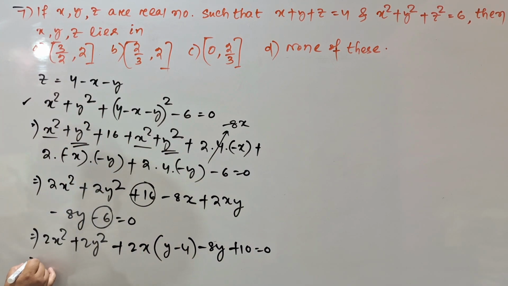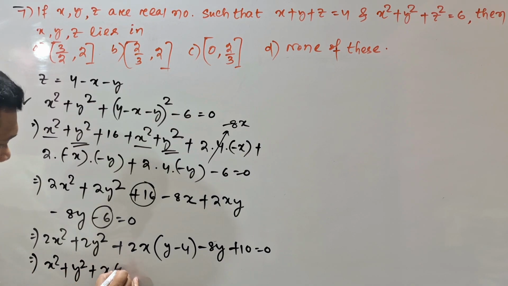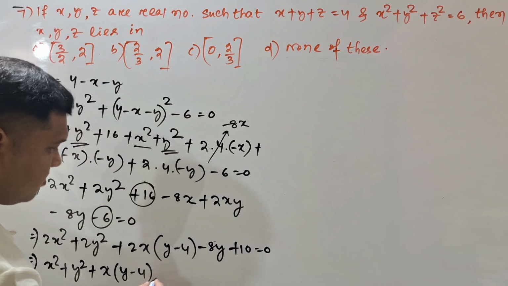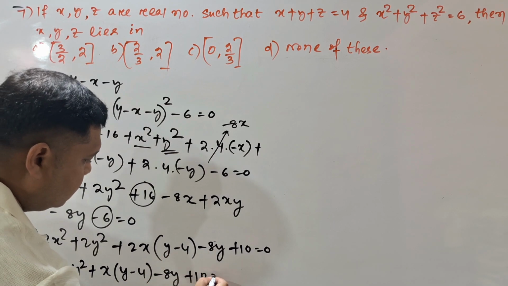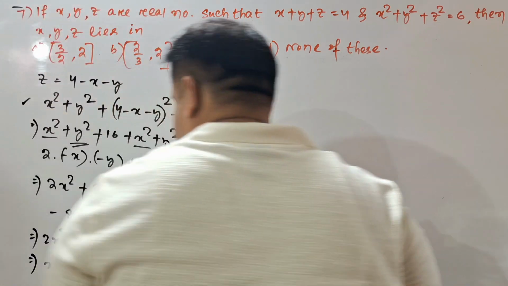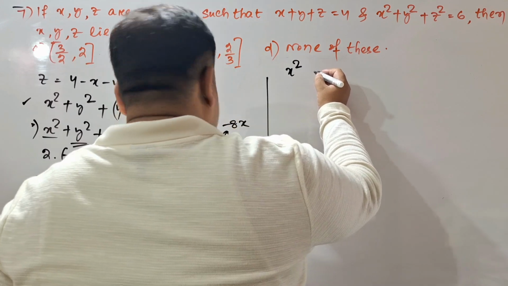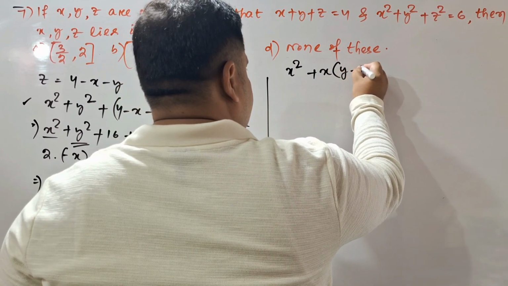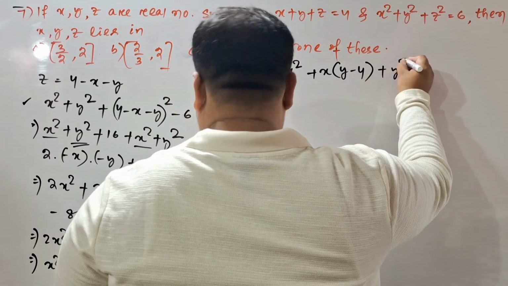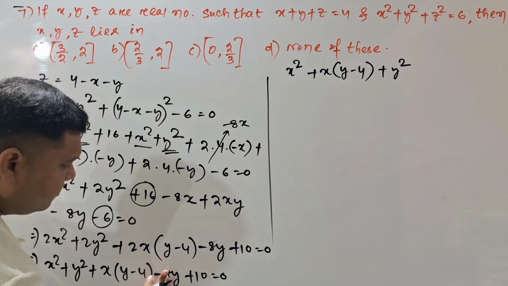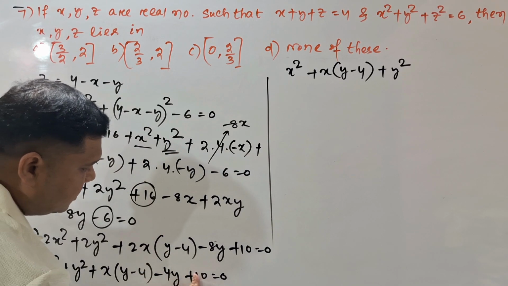Now I can take 2 common. So x square plus y square plus x whole into (y minus 4). Why? Because I have to create the quadratic equation. The x square term is there, the x term is also there. Then minus 8y plus 10 equal to 0. Clear? So x square plus x into (y minus 4) plus y square, and if I divide by 2, this becomes 4, this is minus 4y, and this becomes 5.